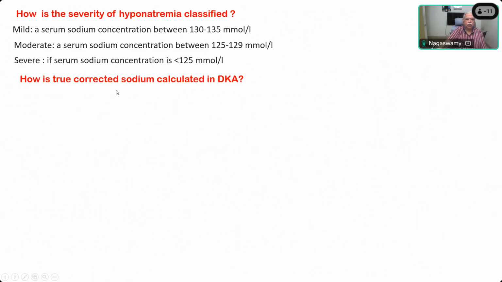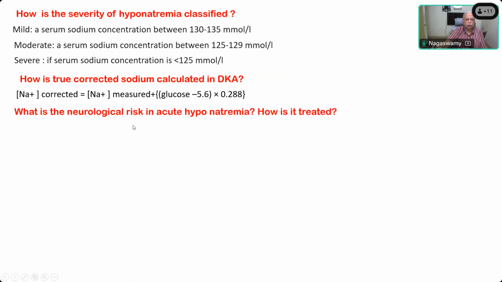How is true corrected sodium calculated in diabetic ketoacidosis? What is the formula that you will use to calculate the true corrected sodium? Okay, the answer is: corrected sodium is equal to actually measured sodium plus glucose minus 5.6 multiplied by 0.288. Okay, this is the formula to assess.